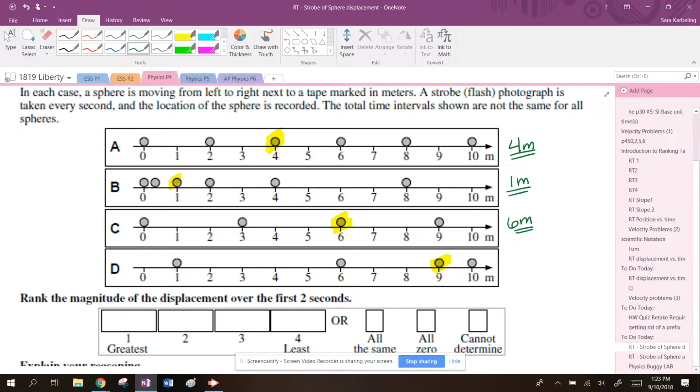Does that make sense to everybody? Final minus initial. So it's 9 minus 1. So its displacement is actually 8. In this case, that doesn't really matter, because the greatest displacement in either case is what? D, which is greater than, which is greater than, which is greater than, boom.